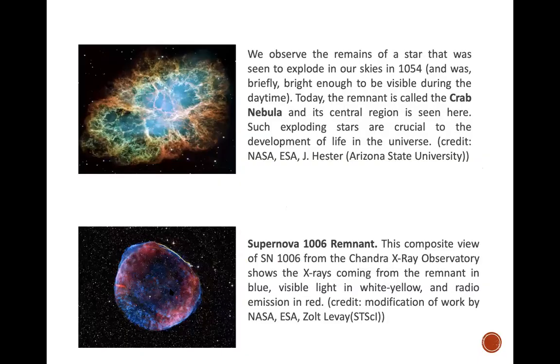right? Now, these are two examples of supernova remnants. The first one is the Crab Nebula that I explained in the previous slide. And the second one is called the supernova 1006 remnant, again observed from the Chandra X-ray Observatory. Right, so that's the end of that section about, I would say, the story of these high mass stars.